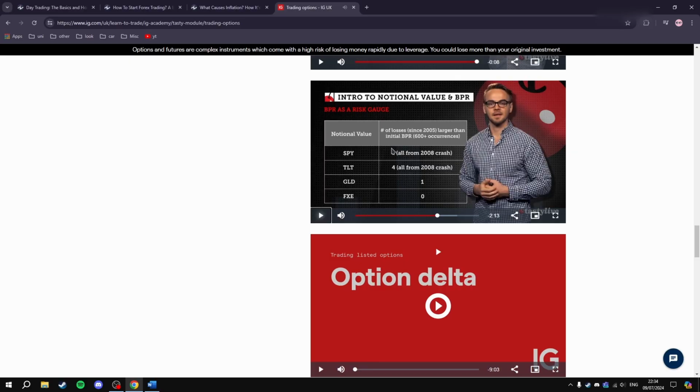Notional value. SPY, TLT, GLD, FXE. Number of losses since 2005 larger than initial BRP. Buying power reduction, 600 plus occurrences, 7 from the 2008 crash, 4 from the 2008 crash, 1-0.